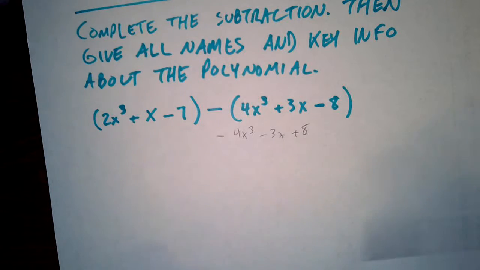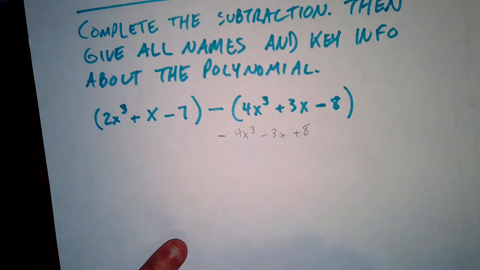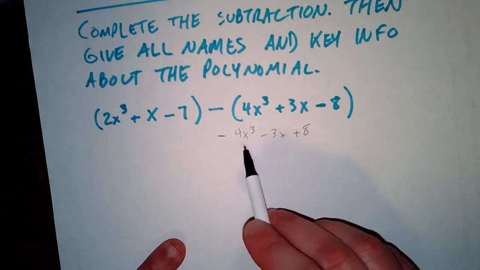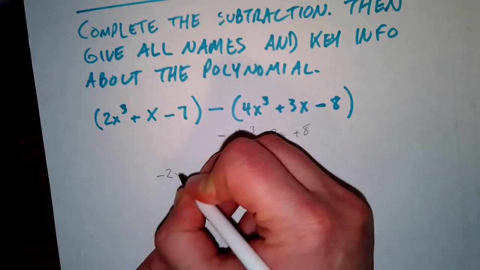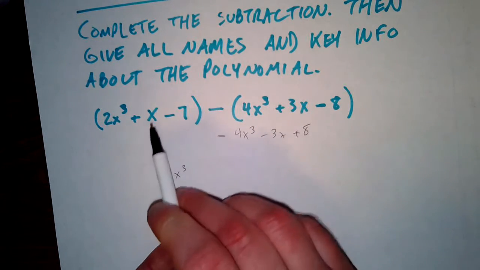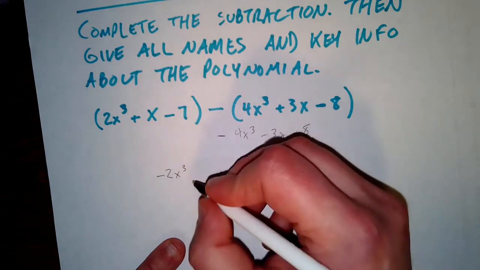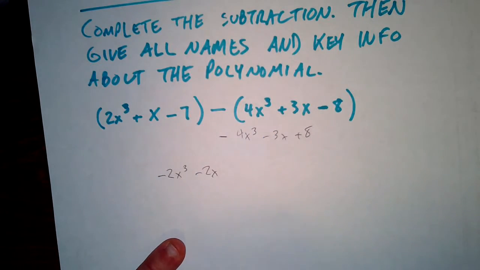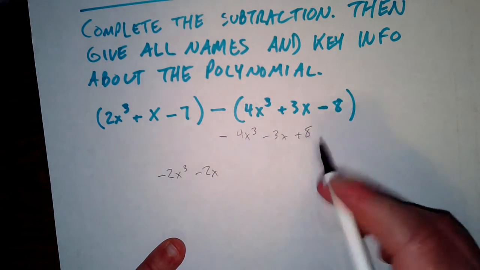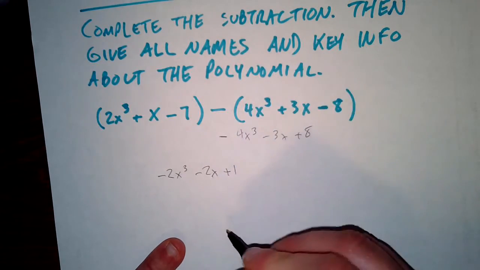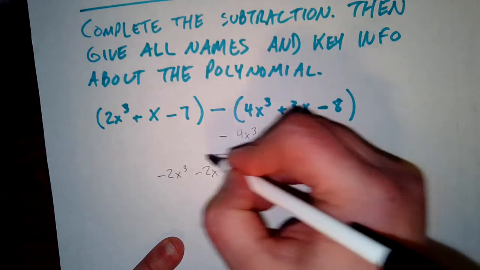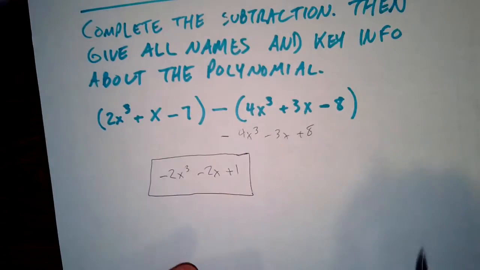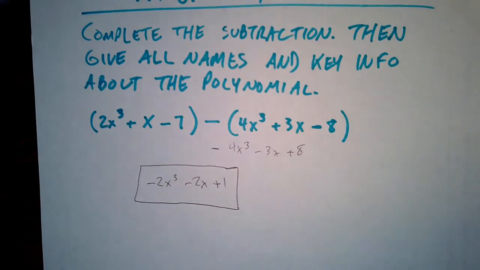If you rewrite it like that, you're more likely to get it correct. So it's helpful. Okay, so now go ahead and combine like terms. 2x to the third minus 4x to the third is going to be a negative 2x to the third. x minus 3x is going to be a minus 2x. And then negative 7 plus 8 is going to be just a plus 1. And so this is our simplified answer. That's us completing the subtraction.